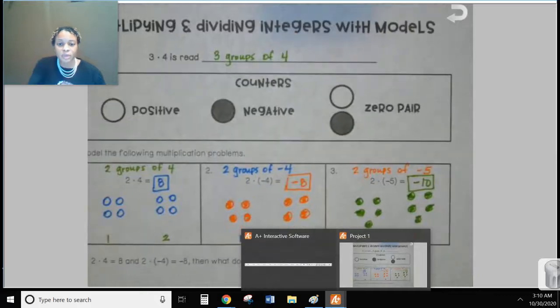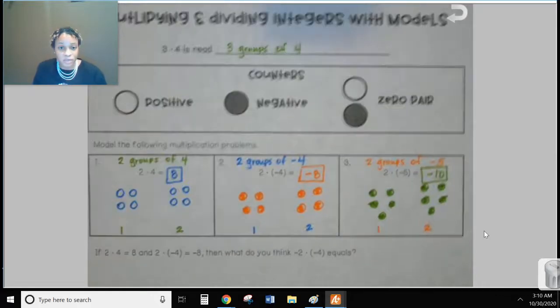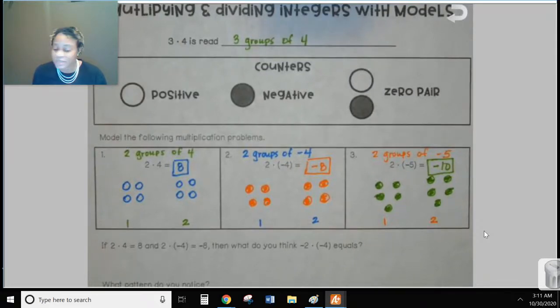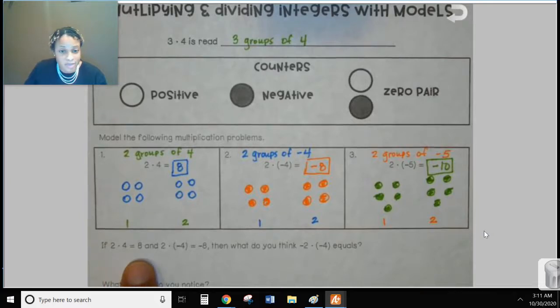So we've looked at these 3 problems. Take a second to look at them, see how they're similar, see how they're different. And then there's a question posed here. It says, if 2 groups of 4 is 8 and 2 groups of negative 4 is negative 8, then what do you think the opposite of 2 groups of negative 4 equals? Take a second and think about that.